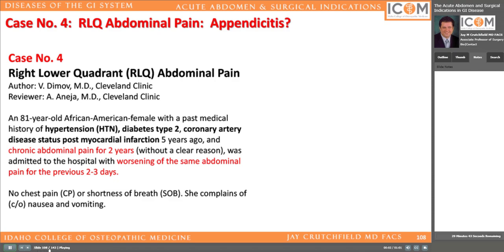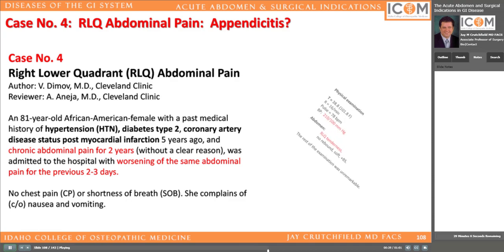Okay, let's look at another case. Here we have an 81-year-old African American female whose past medical history is notable for hypertension, type 2 diabetes, coronary artery disease, and she had a heart attack 5 years ago. But for the past 2 years, she's had chronic abdominal pain. She was admitted to the hospital with worsening of this same abdominal pain over the previous 2 to 3 days. She doesn't have any chest pain, no shortness of breath, and she complains of only nausea and vomiting.